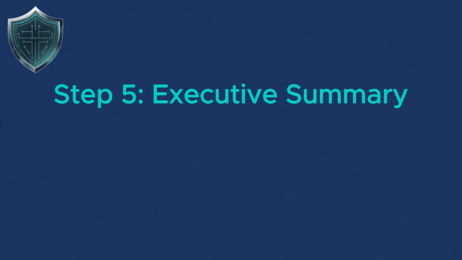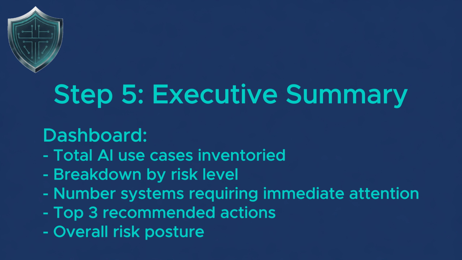Step 5. Create a one-page executive summary. Leadership doesn't want to read 20 pages. Build a clean dashboard that shows total AI use cases inventoried. Breakdown by risk level, pie chart or simple counts. Number of high-risk systems requiring immediate attention. Top 3 recommended actions with owners and deadlines. Overall risk posture: improving, stable, worsening. This summary becomes your monthly or quarterly AI risk report.